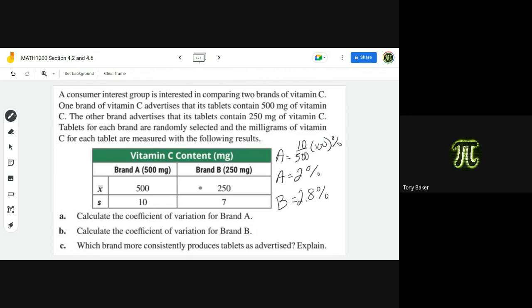And because that's a smaller number, yeah, it's more consistent, right? The smaller the coefficient of variation, the more consistent it is. Because you've got to remember, the mean's not going to change. The smaller the standard deviation, the smaller that coefficient of variation is going to be.